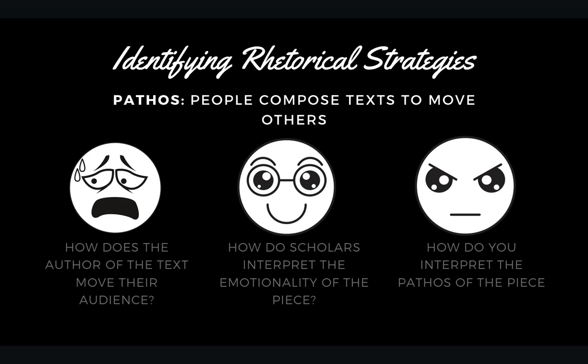What pieces do you see in Hoodwinked and Little Red Riding Hood that are emotional, and how are they similar and how are they dissimilar? And then how do you personally interpret the pathos of the piece? Think about those things as you're comparing the text.